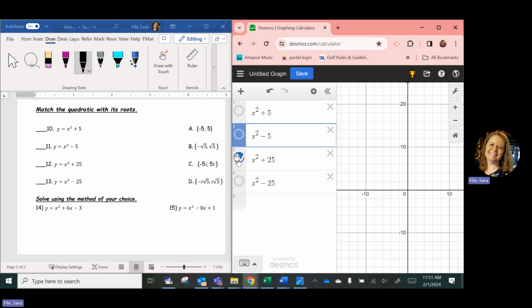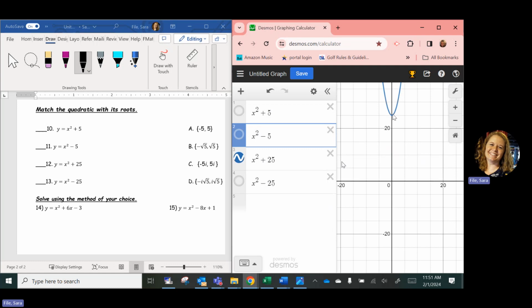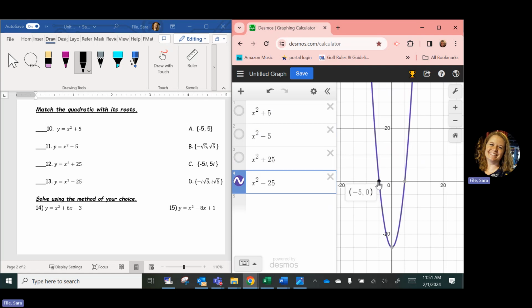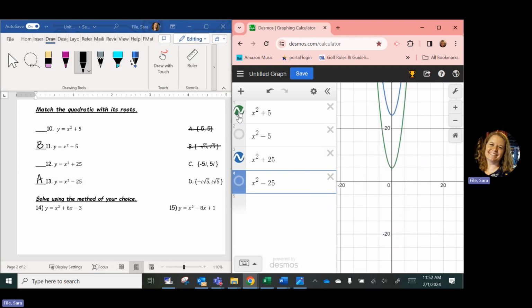So then let's check C. Doesn't ever cross. Okay, let's check D. D has real solutions at negative 5 and 5. Or excuse me, I think I said D, number 13, the fourth equation. So that is A, and number 11 was B. So we've eliminated those. Now the only ones left are the imaginary, and I know two of these are imaginary. Neither of those ever cross, but I don't know which imaginary is which.